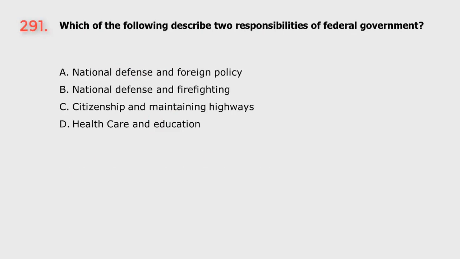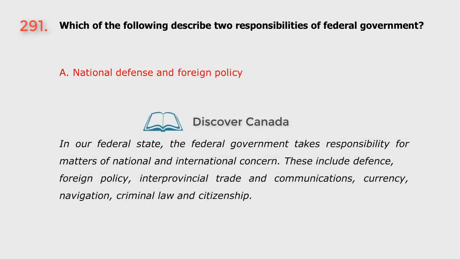Question 291. Which of the following describe two responsibilities of federal government? A. National defense and foreign policy. B. National defense and firefighting. C. Citizenship and maintaining highways. D. Healthcare and education. The answer is A. National defense and foreign policy.